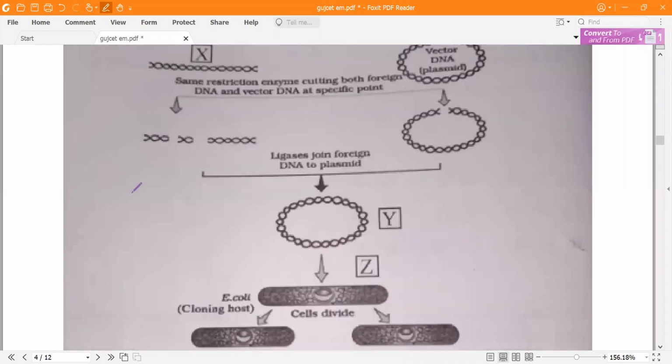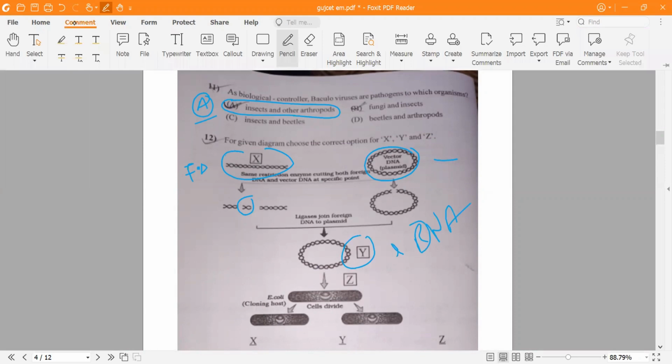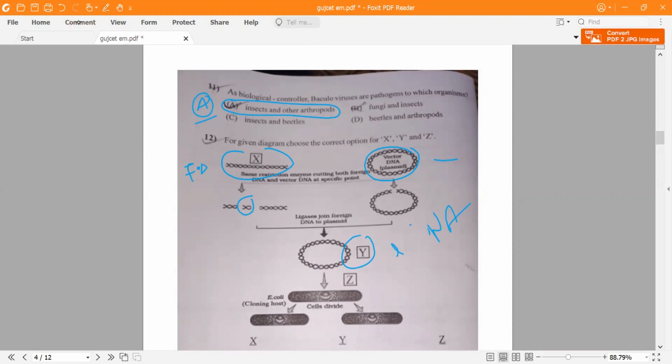This is directly a textbook diagram which they have asked. Over here you take the plasmid vector, and this is you cutting it with the restriction enzyme, because this is the foreign DNA, or what we call the alien DNA, or our desired DNA. So this one is the foreign DNA. Then over here you are joining, so this is the recombinant DNA. This is our DNA. So this is what we call rDNA.